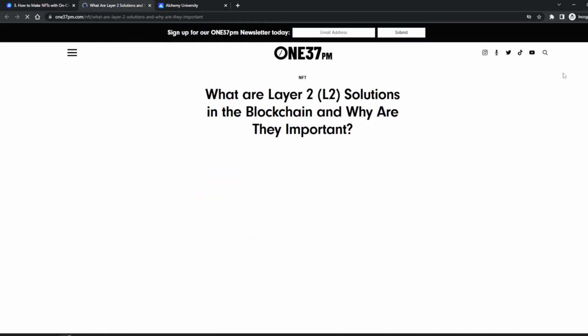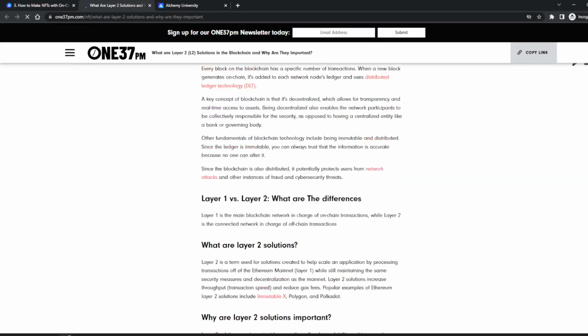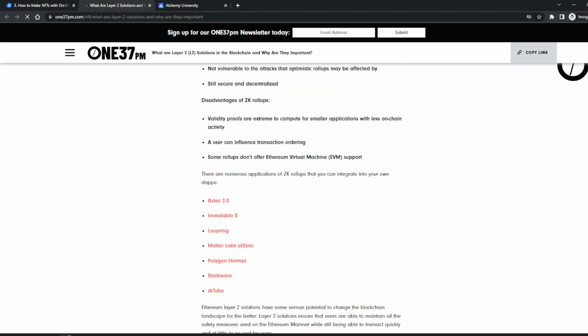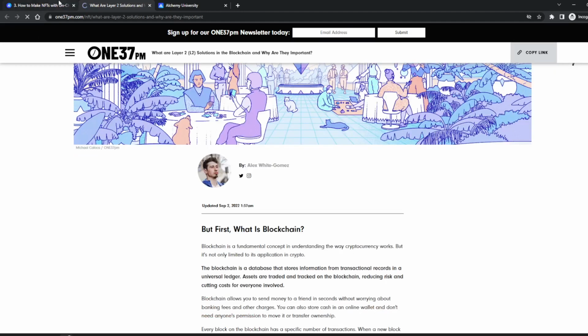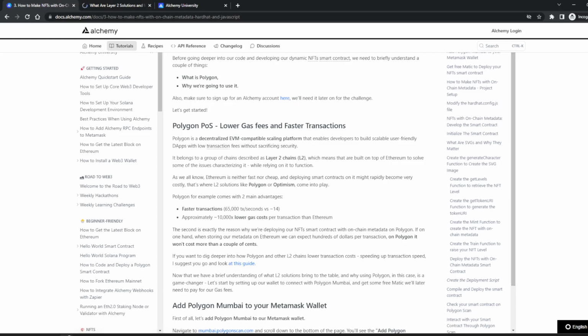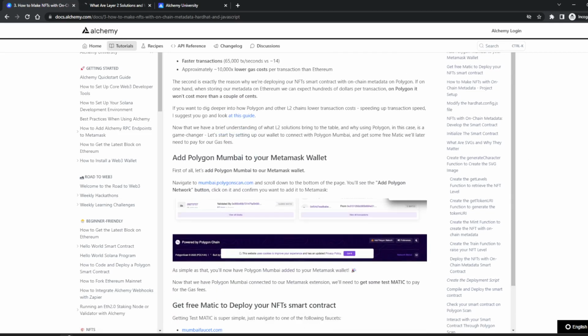So here is more detail about the layer 2 solutions, what layer 2 solutions are and why they are important for lowering the gas fees. So you can read these details here. So let's move on to some practical things. Add Polygon Mumbai to your MetaMask wallet.